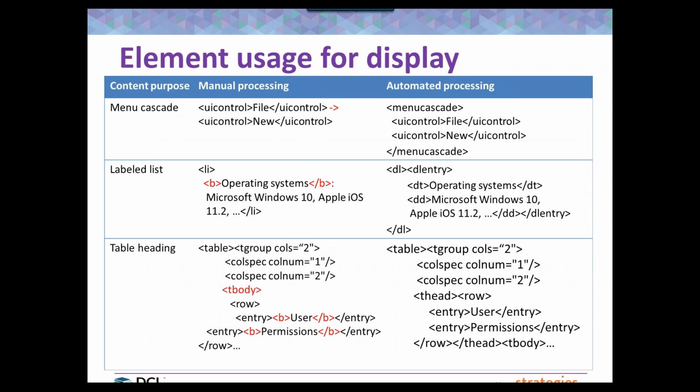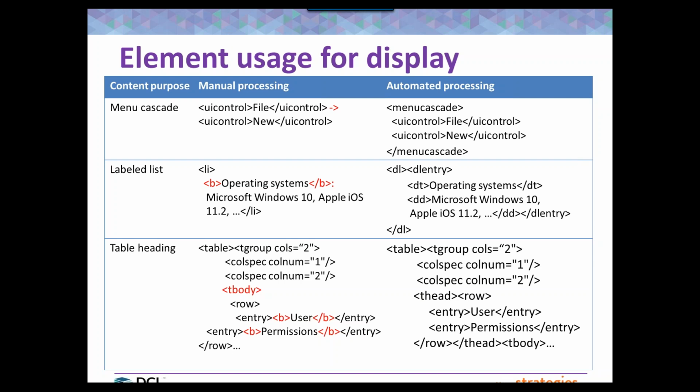Now let's talk about what happens when you don't use the right element for display. I talked a little bit about the menu cascade. If you instead say, oh, I'm just going to type into UI controls and manually put that delimiter in, well, again, you have to take care of that and do something different with it for every language. If you follow the example on the right with the menu cascade and don't try to manually put in the delimiter, then the processing can handle that for you downstream. Per language, again, you're saving.